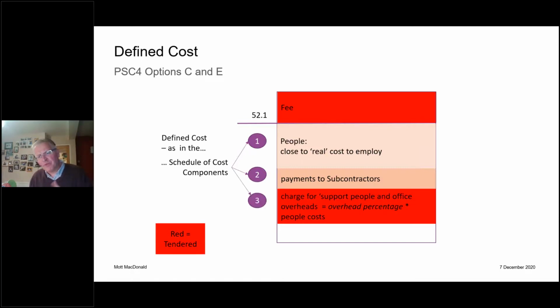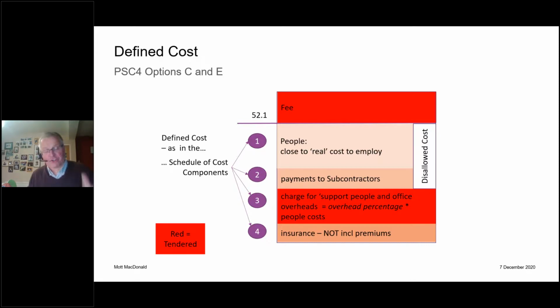But then, just to confuse things a little bit, you also get paid what's called a charge for the support people and office overheads. How is that charge calculated? It's an overhead percentage tendered times the people costs. The people costs are the ones that we've talked about in one. There's some words about insurances, but it doesn't include for premiums. Premiums, as in the ECC, will have to be covered in the fee percentage. This is getting quite complicated. Sorry, it's even more complicated because there's also the concept of disallowed cost in the same way as we've got used to over the last 20 years in the construction contract.